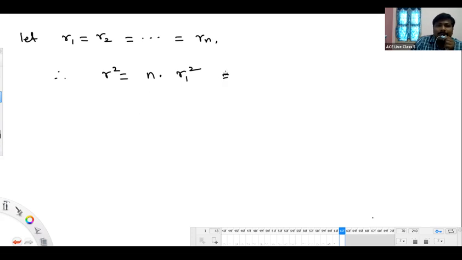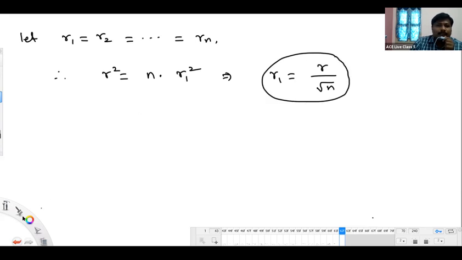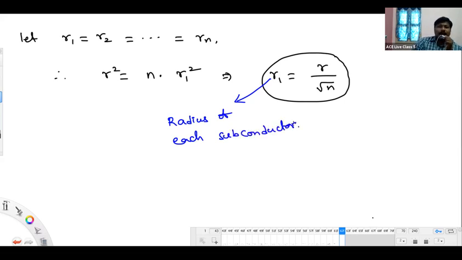Okay, then what is the value of R1 now? R1 will come like R by root N. R1 is equal to R by root N. This R1 is the radius of each subconductor. So the radius of each subconductor equals R by root N, where N is the number of subconductors we are going to keep in each phase.